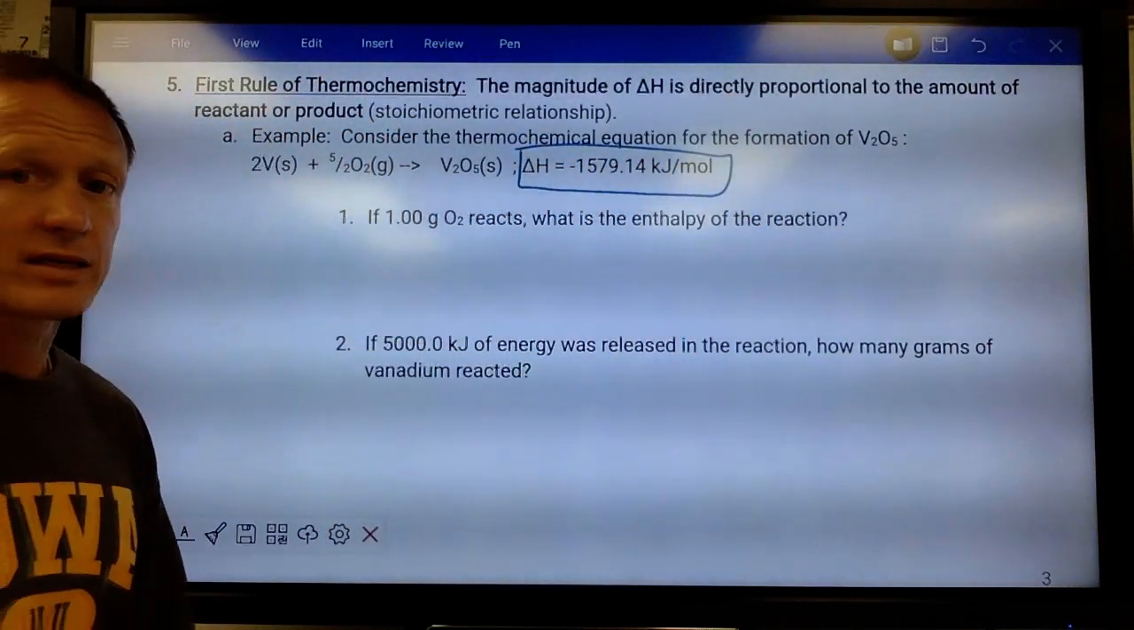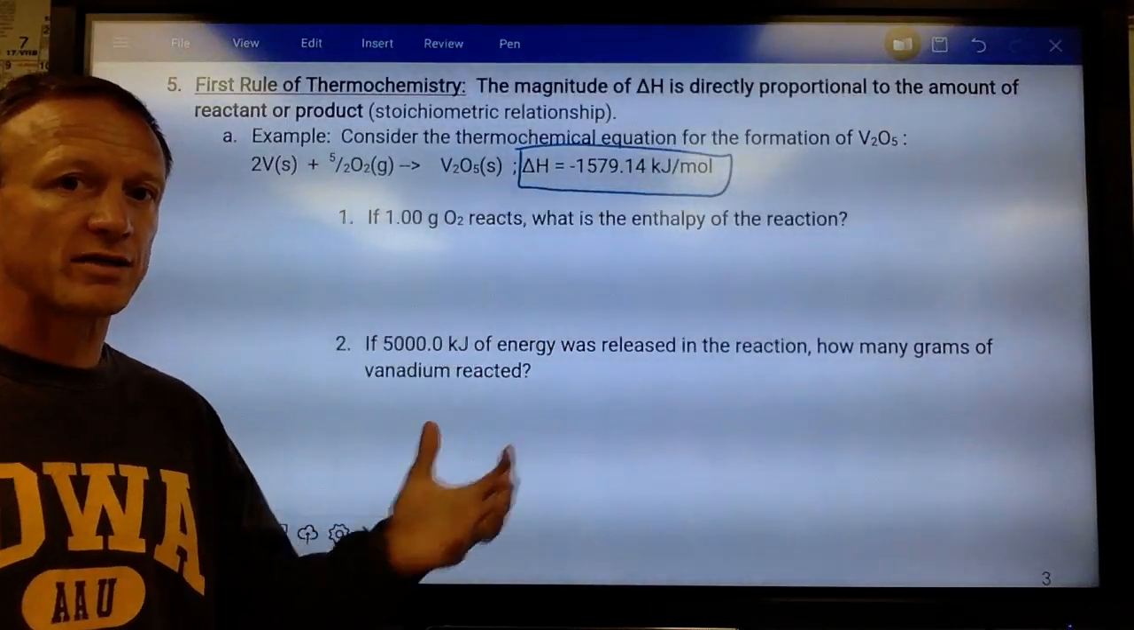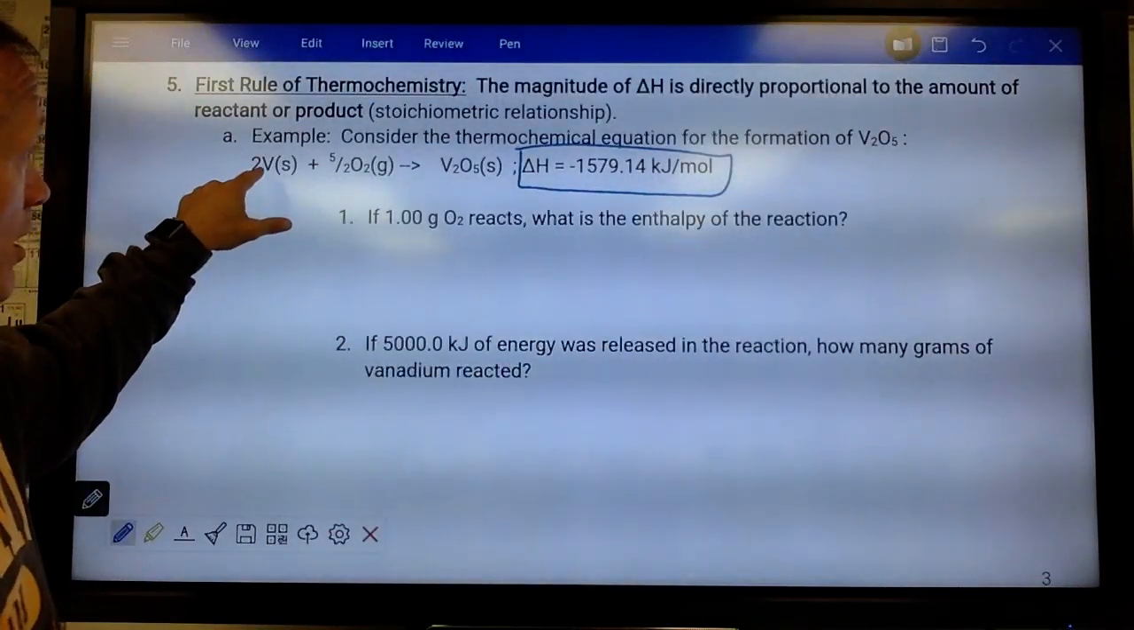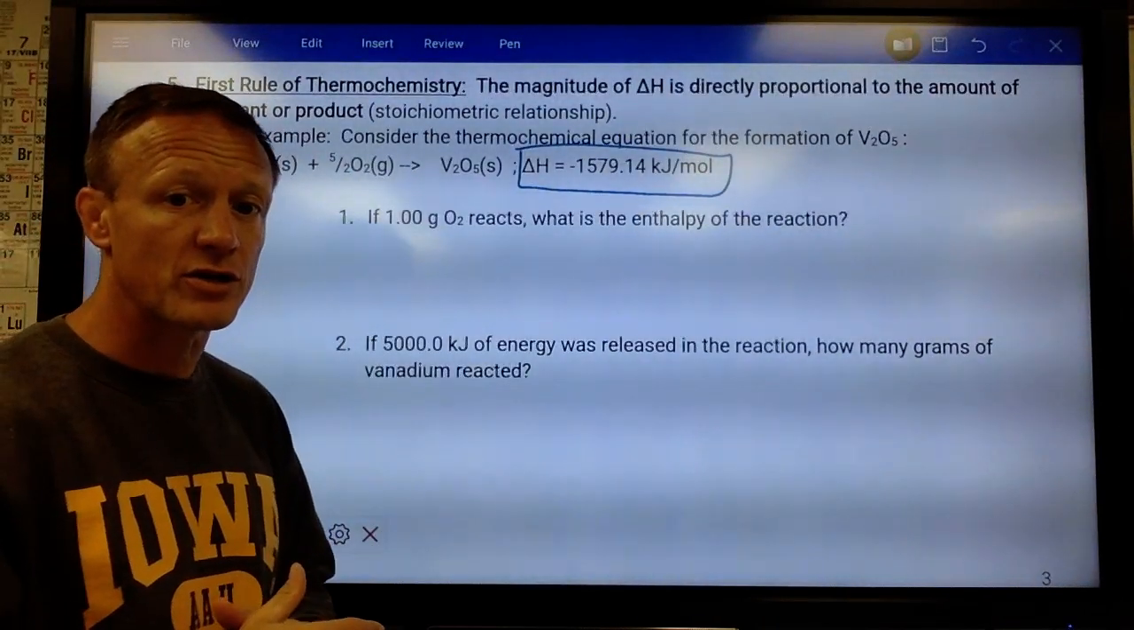So what that means is it's exothermic. As this reaction goes, heat is being given off to the surroundings. This is actually the burning of vanadium. It's combusting. So you would feel a lot of heat being given off as this reaction goes.